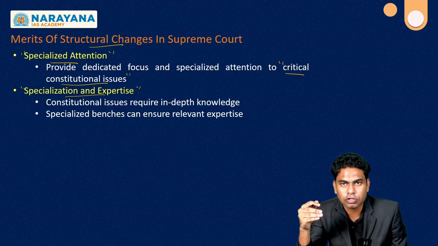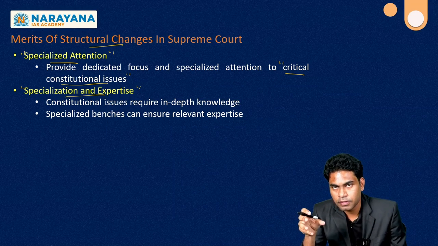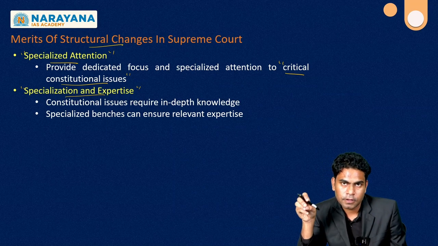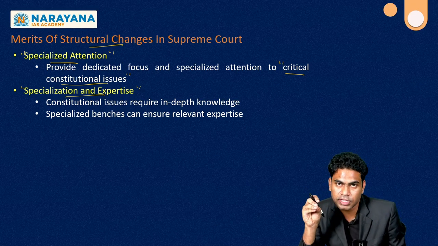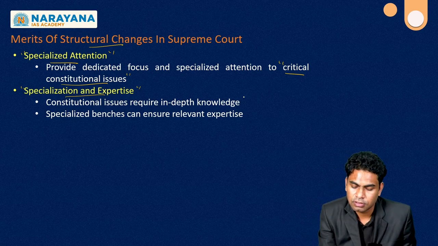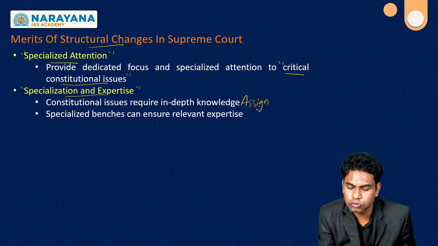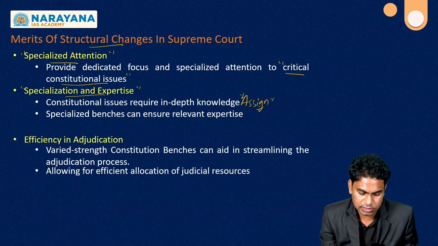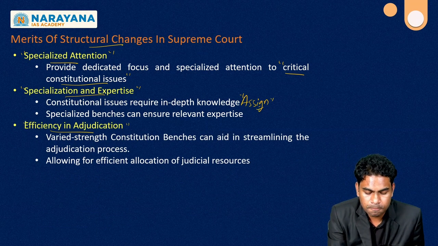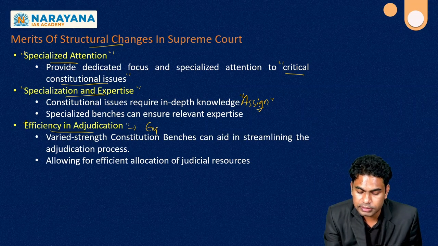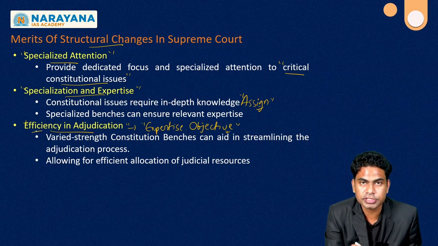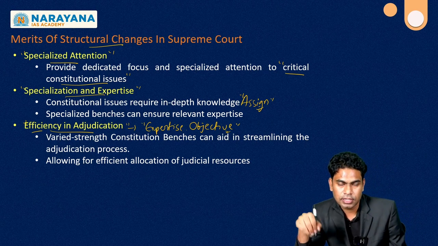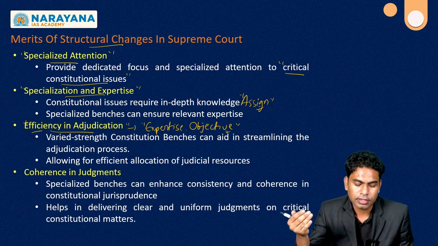As you have seen, allocation of the cases to the benches, which are composed of judges, is to be selected on the basis of merit. And depending upon the constitutionality of the case, we could assign the case to the benches, and thus we could use the expertise to deal with these cases. Next is efficiency in adjudication. Because we have expertise and allocation is on objective grounds, obviously what we could expect is efficiency in dealing with these cases. Thus, adjudication of the matter will be done in a better manner.